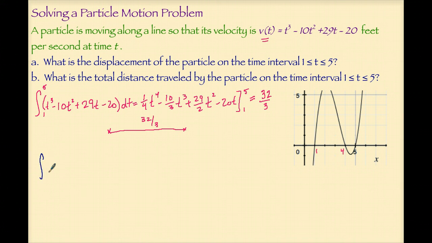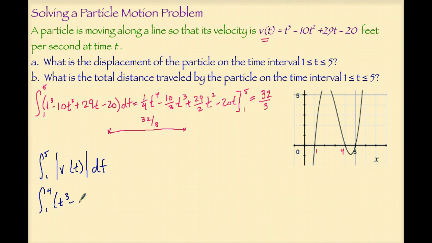This means we'll need to integrate the absolute value of the velocity function. In doing so, we'll need to split the integral into two integrals. We'll need to integrate from 1 to 4 the velocity function, and then we'll need a separate integral from 4 to 5. And the integral from 4 to 5 will produce a negative value, so we're going to need to make that value positive.